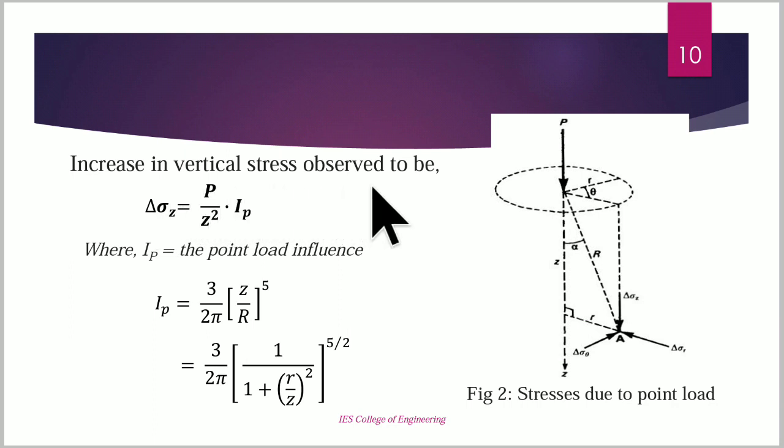The increase in vertical stress is observed to be delta sigma z equals P by Z square into IP, where IP is the point load influence factor, and this can be expressed in terms of horizontal distance r and depth z at which the stress is calculated, which can be seen here, the z and r. Now IP is equal to 3 by 2 pi into z by r the whole raised to 5, which is equal to 3 by 2 pi into 1 by 1 plus r by z the whole square, the whole raised to 5 by 2.